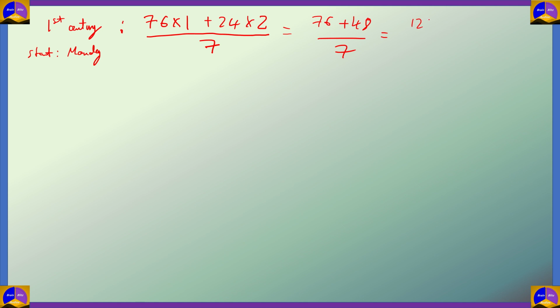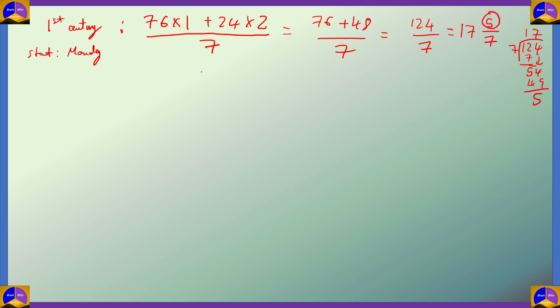76 plus 48 would give you 124 over 7. And when you do 124 over 7, you would get 17, with a remainder of 5. So 7 times 17 gives you 119, so a final remainder of 5. If you were to divide even further, it goes to decimals. We don't want that. We just need to write this improper fraction as a mixed fraction. So 124 over 7 is actually equal to 17 and 5 over 7.